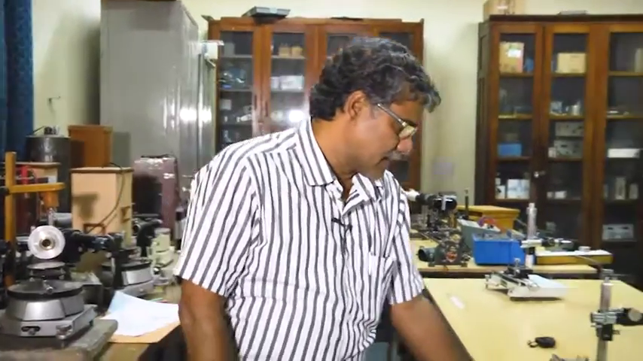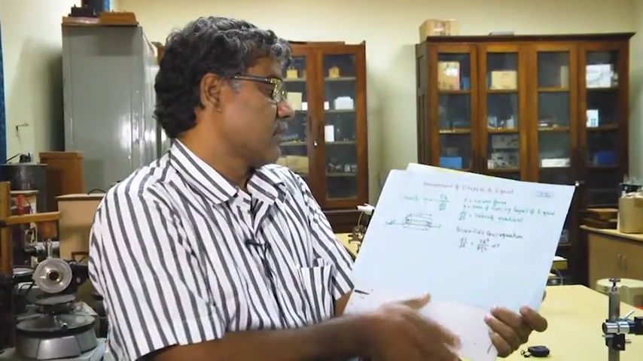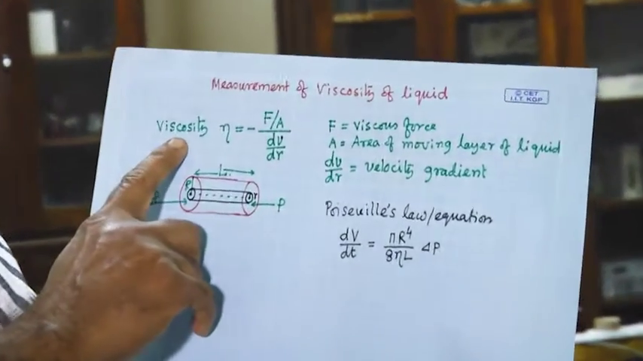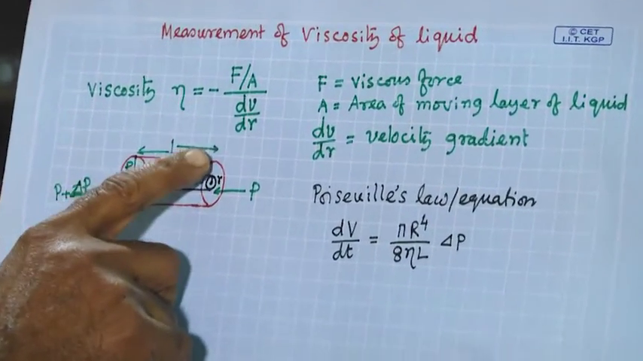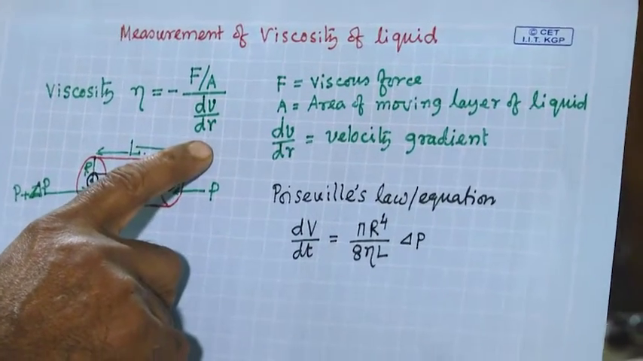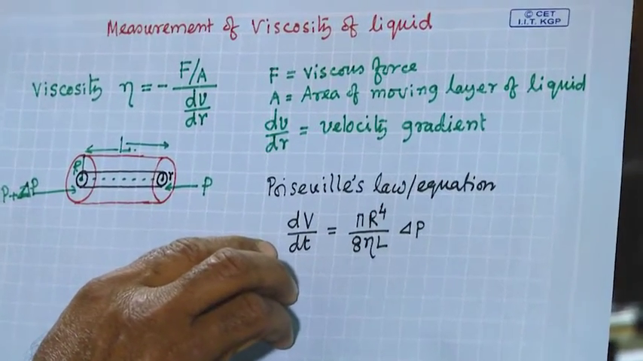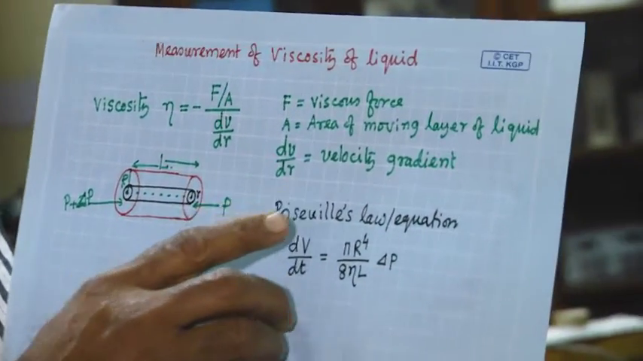So, today we will demonstrate how to measure the viscosity of liquid. As I discussed in the previous class about the theory of the viscosity of liquid, viscosity is defined by eta equal to minus F by A dV by dr. What is F? F is viscous force, A is area of moving layer of liquid, and dV by dr is the velocity gradient.